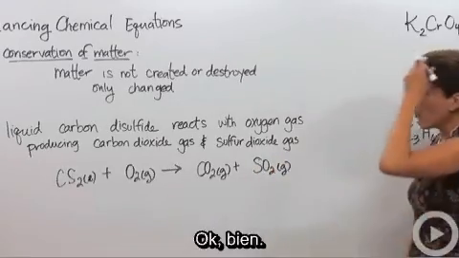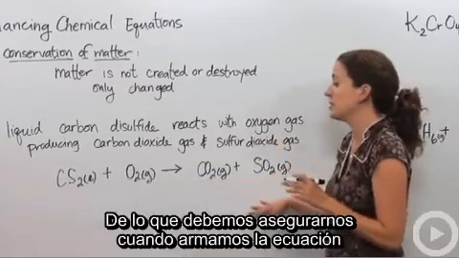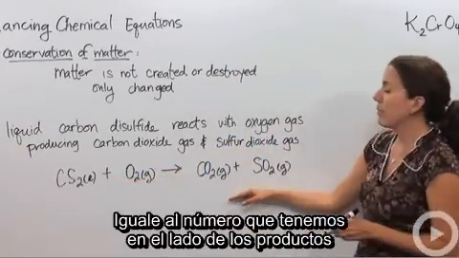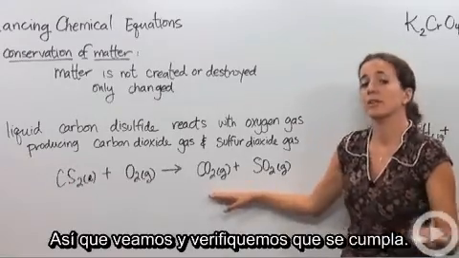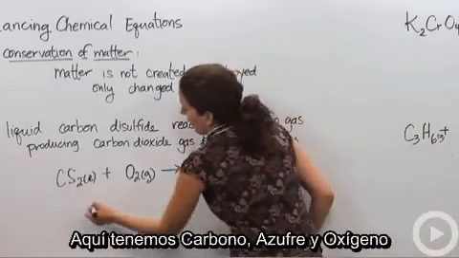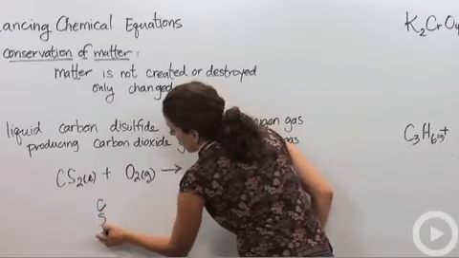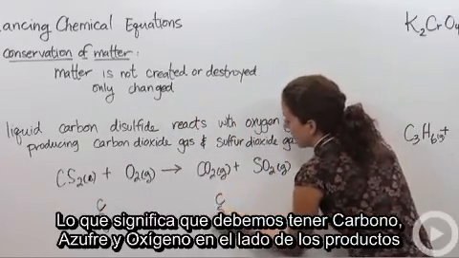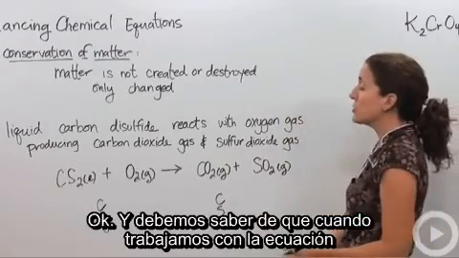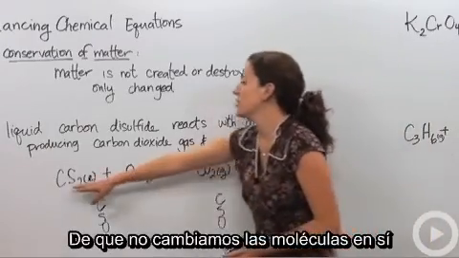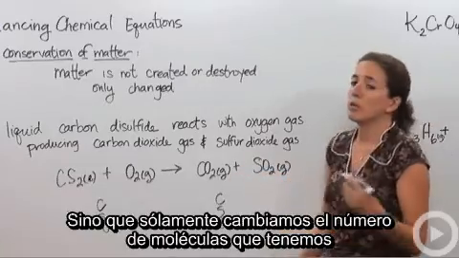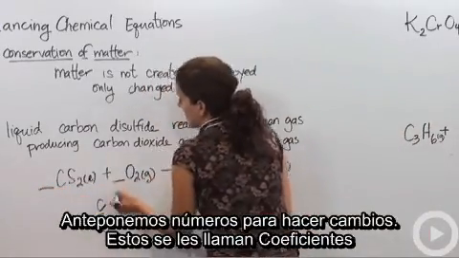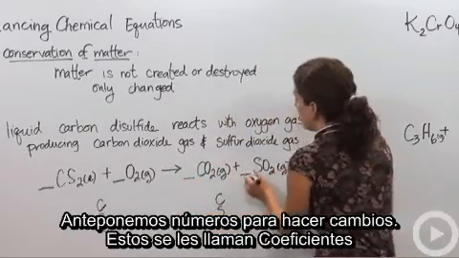Okay, great. But we want to make sure when we're dealing with chemical equations that the number of particles or the number of elements that you have on the reactant side equals the number of elements you have on the product side. So let's go ahead and check that. We have carbon, sulfur, and oxygen here, which means we should have strictly carbon, sulfur, and oxygen on the product side. We do not change the actual molecules themselves. We only change the number of molecules that we have. So the only place I actually want to put numbers and make changes is the place before that.